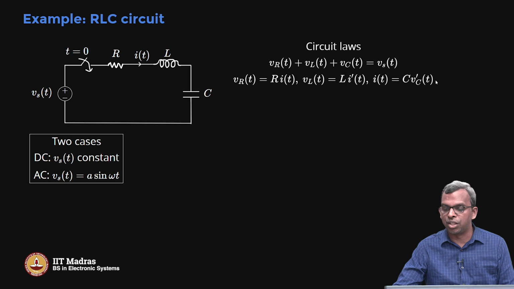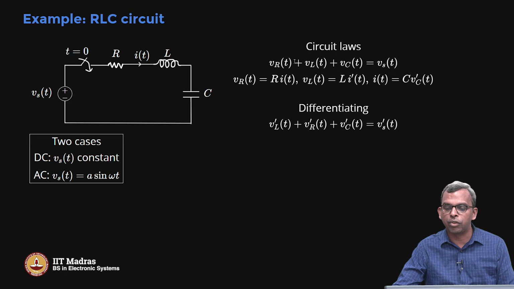Now we can use these relationships in this equation and get one equation for I of t. How do I do that? I have to first differentiate this equation. If I differentiate, I get VL prime plus VR prime plus VC prime equals Vs prime of t. Now VL prime is L times I double prime of t, so I can express VL prime in terms of I. VR prime is R times I prime of t, and VC prime is I of t divided by C. So all the terms on the left hand side can be expressed in terms of I. That's why I differentiated once, because the capacitor relation has a derivative, while the others now show up without the derivative.